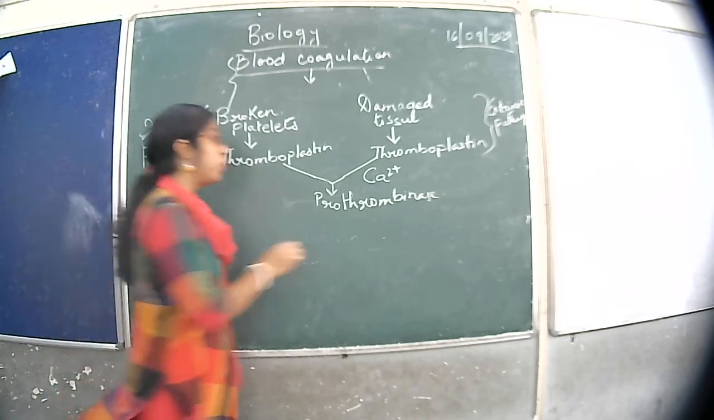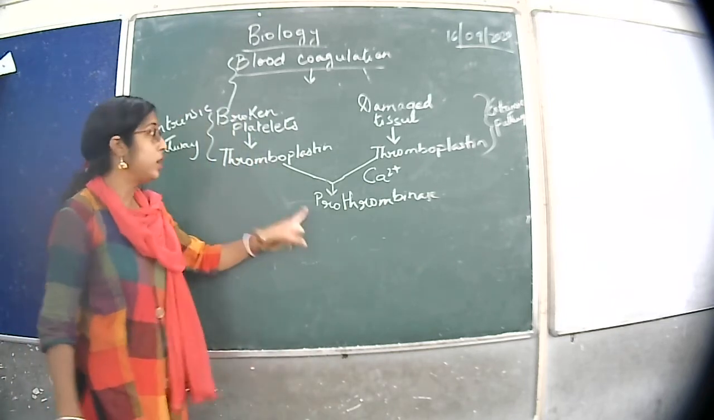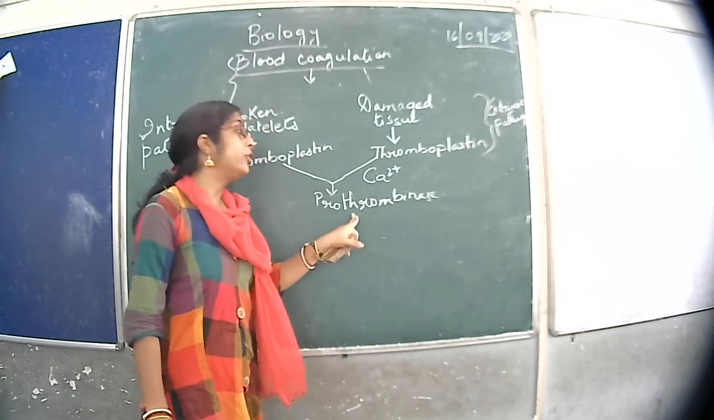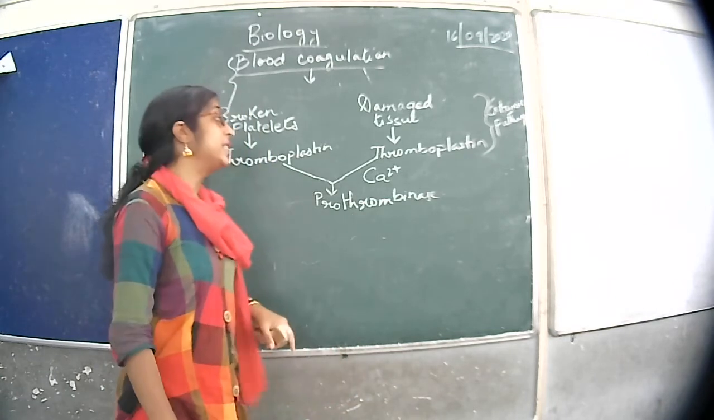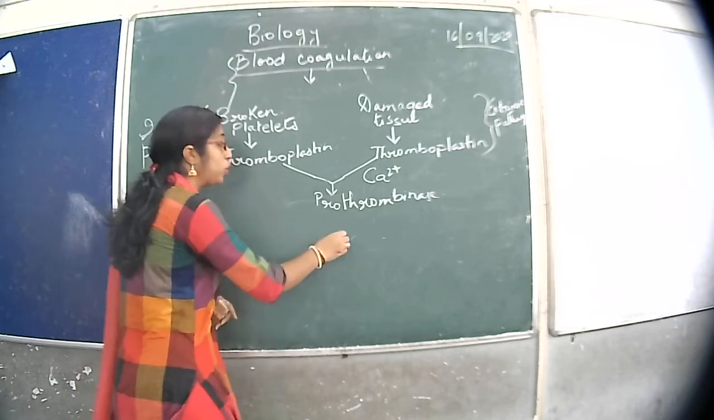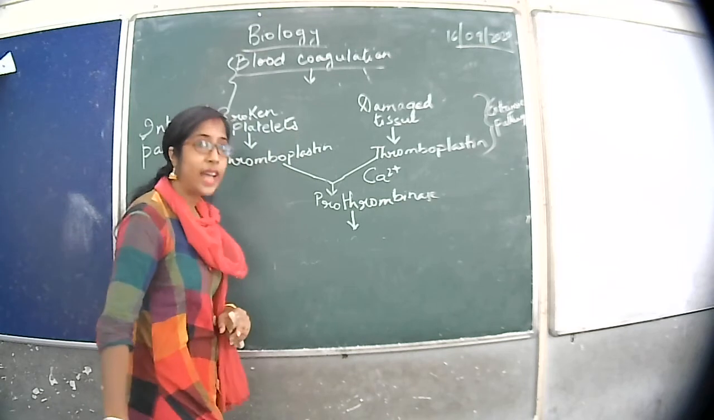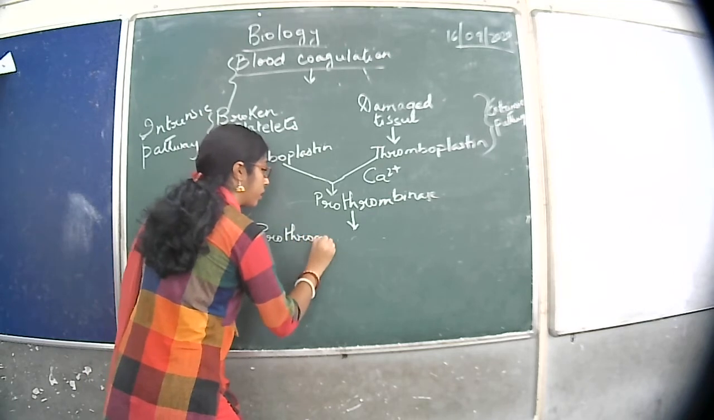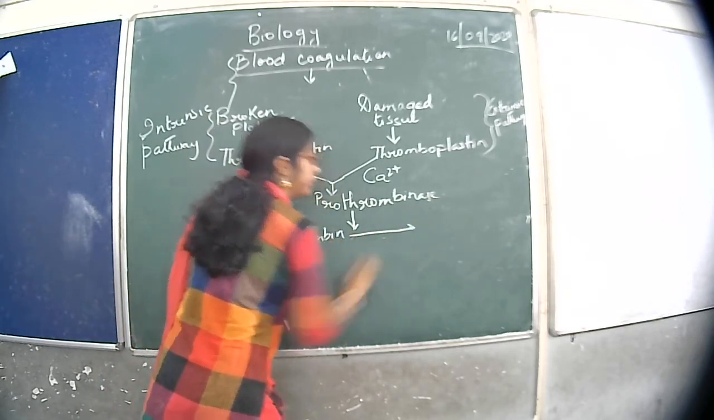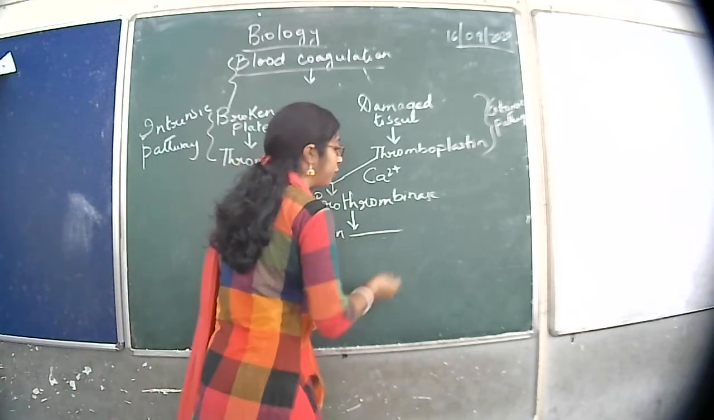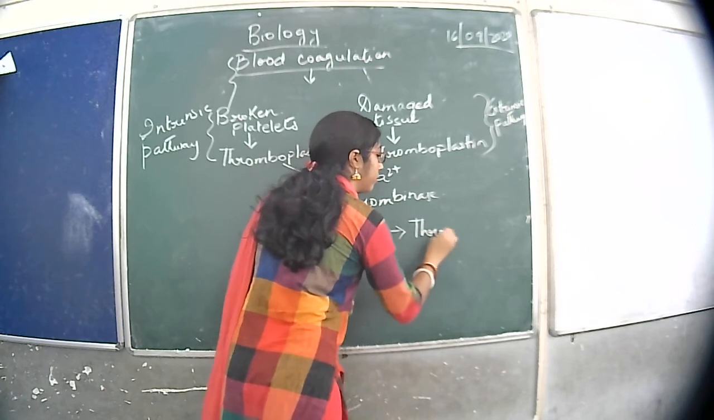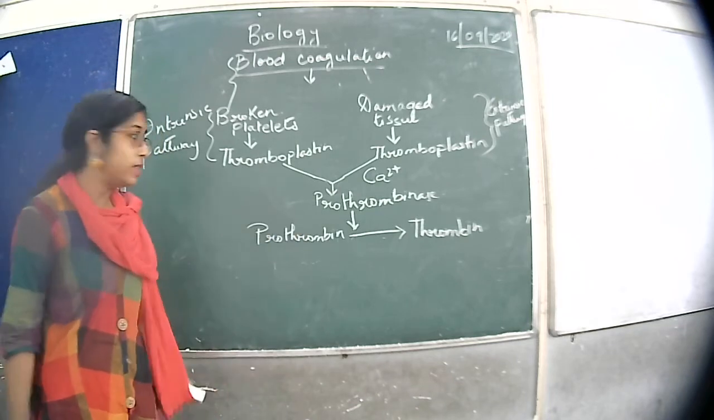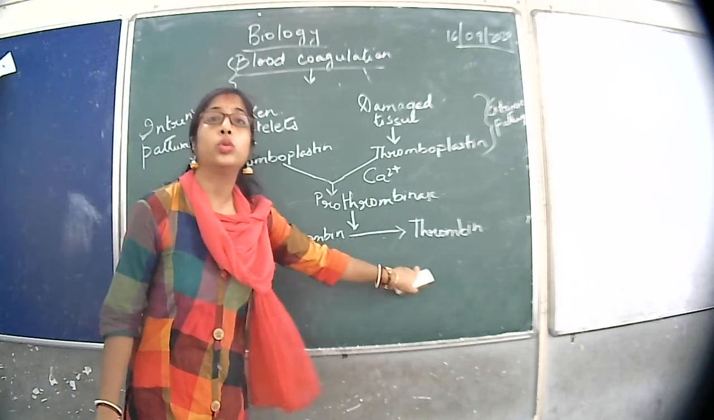Now this prothrombinase is an enzyme. So what is happening? Thromboplastin, in the presence of calcium ions, releases an enzyme known as prothrombinase. And in the presence of prothrombinase, what happens? The prothrombin gets converted into thrombin. So in the presence of prothrombinase, prothrombin gets converted into thrombin.